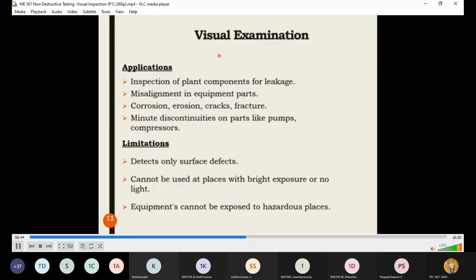Now, where is the application, right? Where do we use visual inspection methods? Visual inspection is used in the inspection of plant components for leakage, in gas industries and liquid storage tanks, right? So visual inspection is mainly used there in order to find whether there is leakage or not.